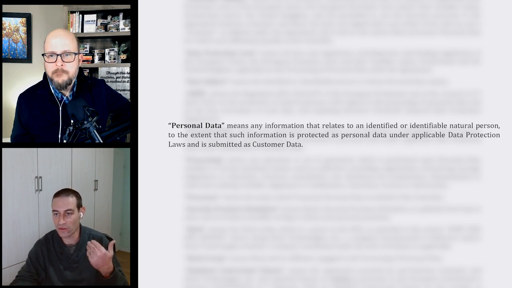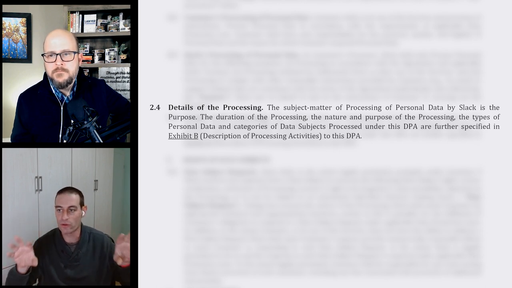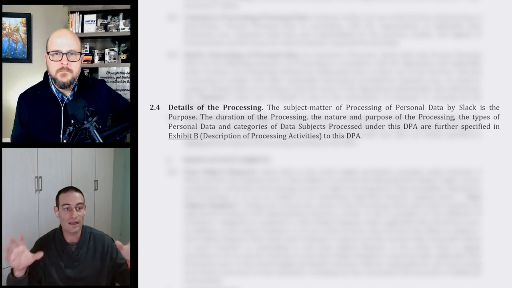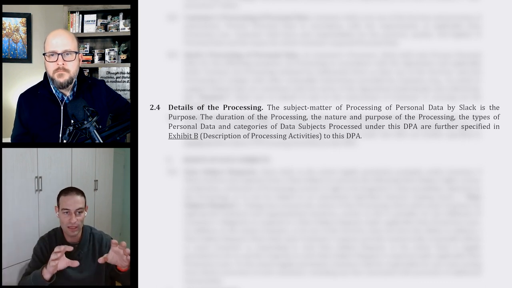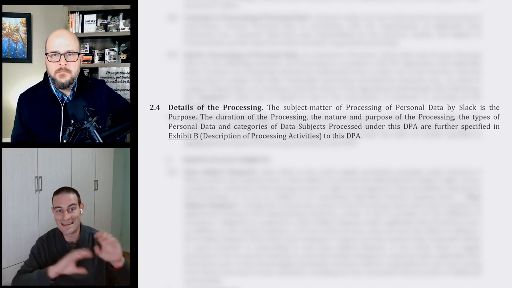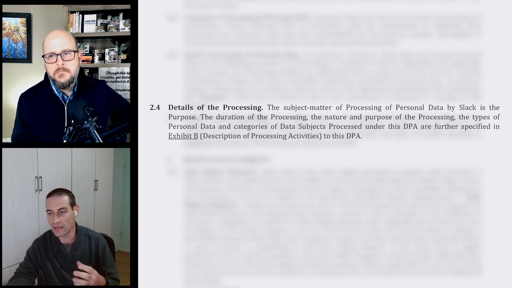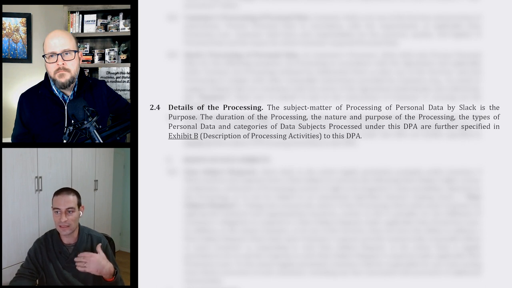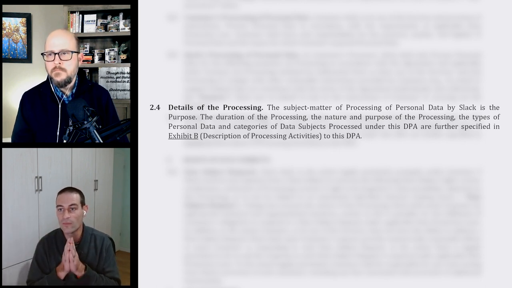If we then scroll down, the connected clause would be 2.4, which is the details of processing. Our goal when we approach this part of the DPA is to understand what it applies to. We know it applies to personal data, which is roughly speaking any data that relates to an individual. So Mike Whelan, Avishai Ostrin, not Company Inc. That's the differentiation there. And then the details of processing in 2.4, which is completed in Schedule 2, will tell us what type of information they're processing. So if we scroll all the way down to page 15, we'll see what categories.